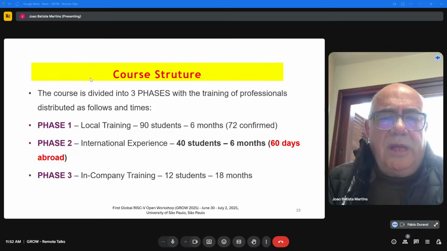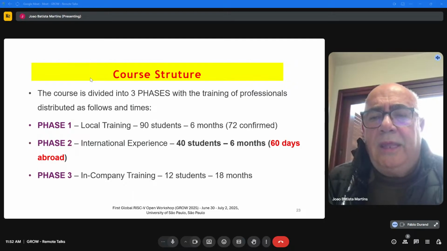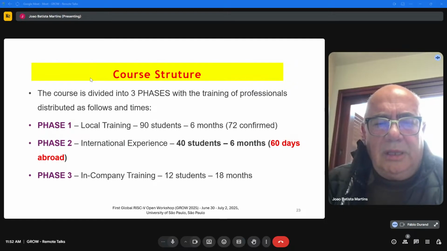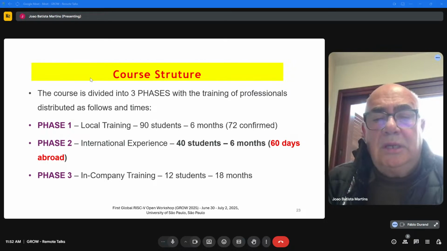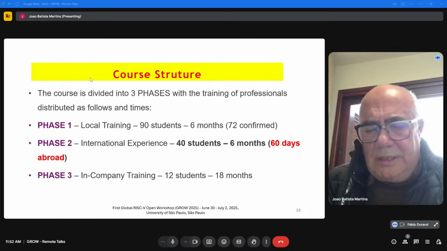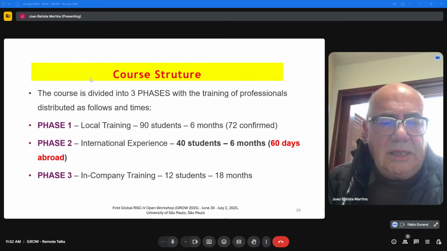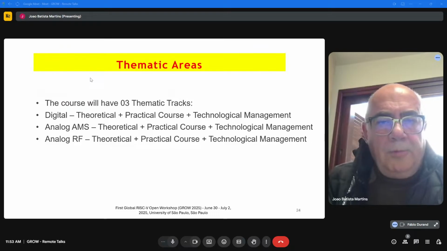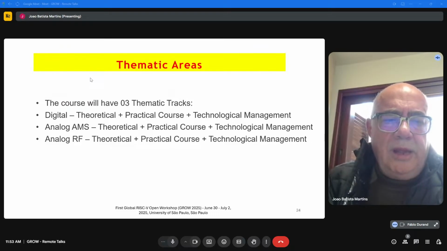Course structure: the course is divided into 3 phases, with the training of professionals distributed as follows. Phase 1, local training: approximately, in the original project, 9 students in 60 months, and 72 confirmed. In phase 2, international experience for 40 students, 6 months, with 60 days abroad. In phase 3, in-company training, 12 students for 18 months. Thematic areas: the course has 3 thematic areas: digital, analog mixed-signal, and analog RF.